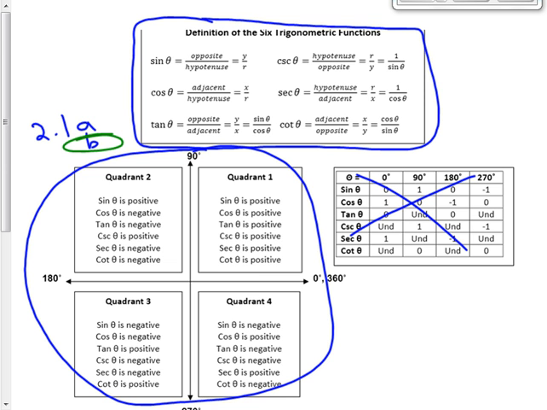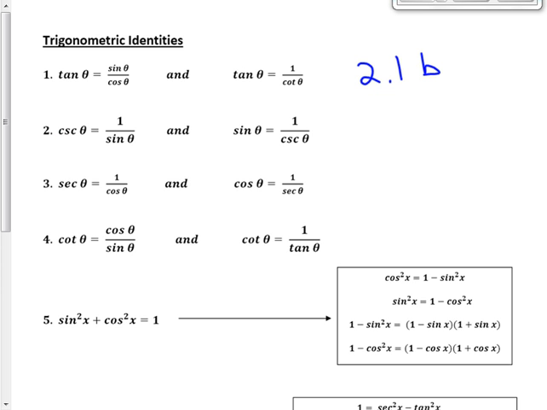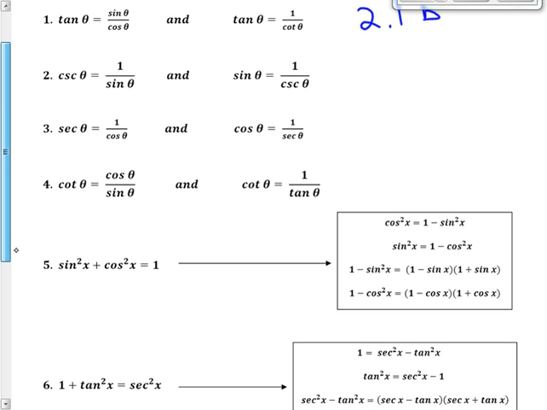2.1b, you could still use this up here, but more importantly, what we're going to be using is the stuff here on the back of this worksheet with these trig identities. So we're going to go through and start using the majority of these. Okay, so that's going to be 2.1b when we take a look at this.